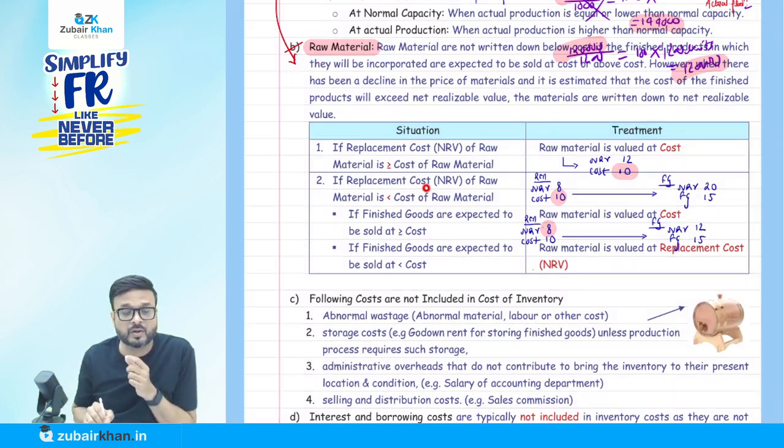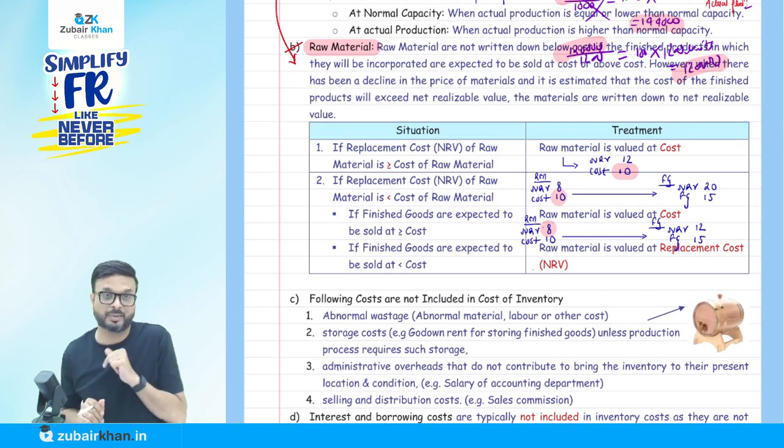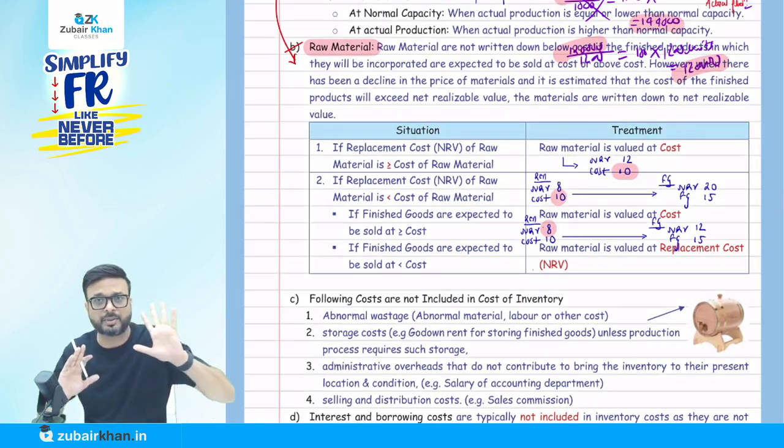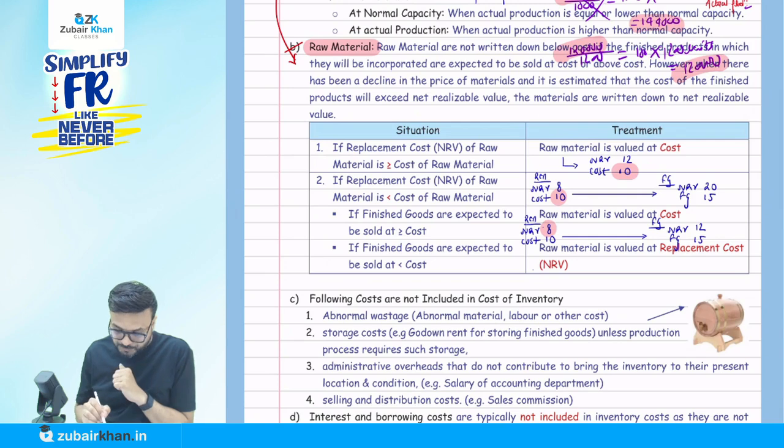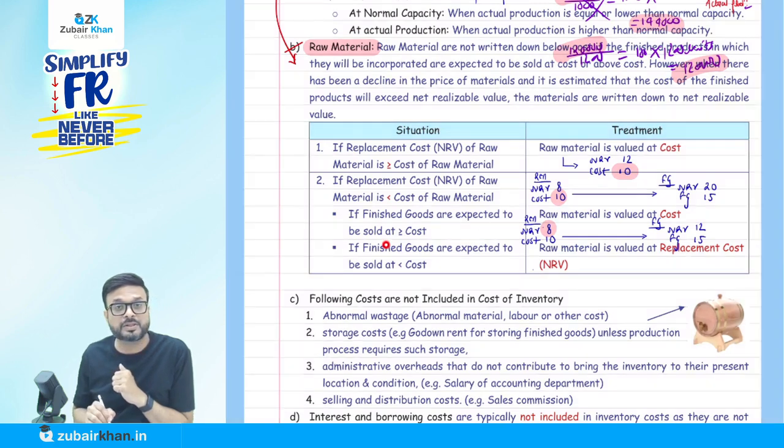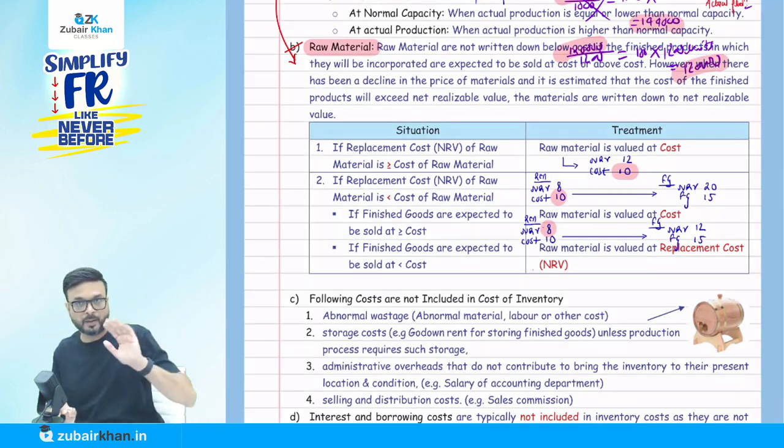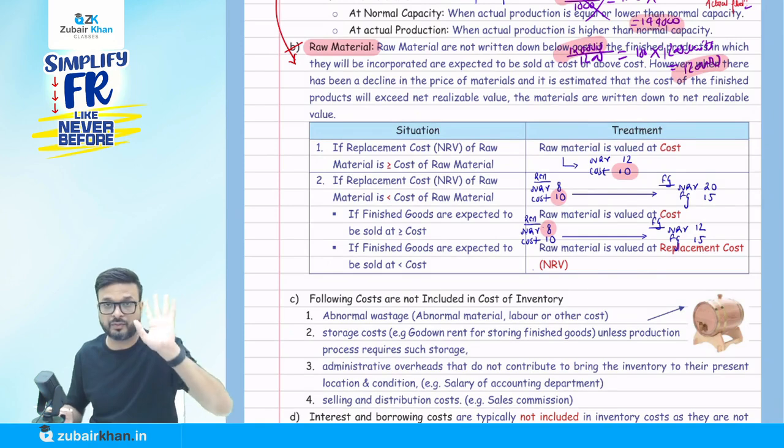Now, interesting point. If the replacement cost, meaning the NRV of raw material, is less than the cost of material, now the problem will arise. You ask what the problem is. Let me tell you. There are two situations. If finished goods are expected to be sold at cost or more, then we do the valuation at cost. If finished goods are expected to be sold at less than cost, then we do it at NRV. Let me tell you the logic here. Please listen carefully, very important next 3-4 minutes.